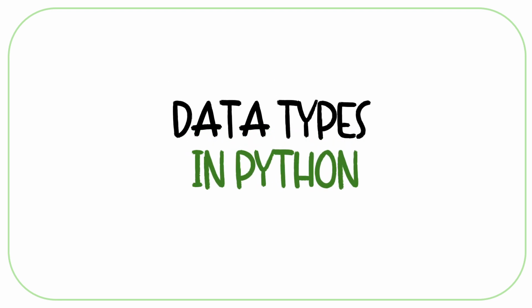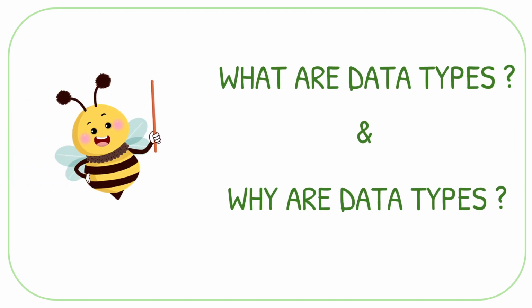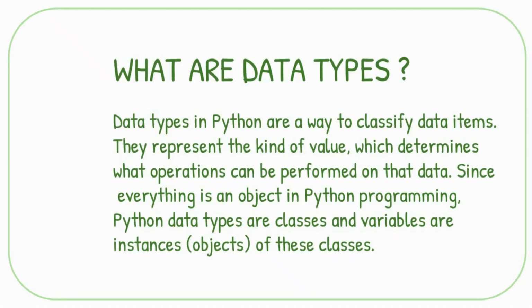In today's video, we are going to learn about all the data types that are there in Python language. First of all, we'll be learning what data types are and why they are used. The formal definition says, data types in Python are a way to classify data items. They represent the kind of value, which determines what operations can be performed on the data.